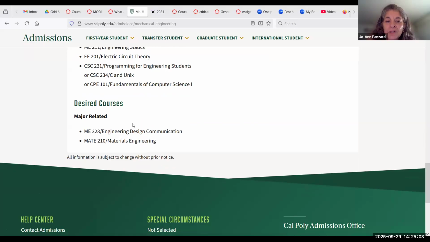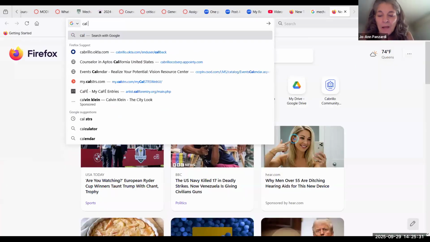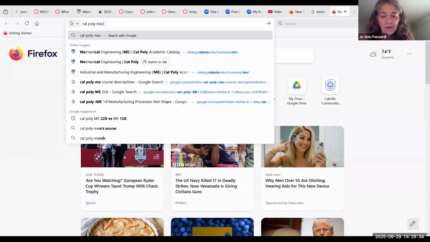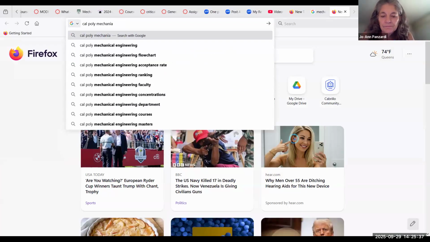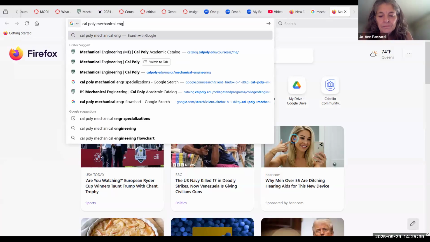Even though these are considered desired, I'm sure you know by now that a lot of people want to go to Cal Poly. So if you don't have the desired courses, you're probably not going to get in. You want to take as much as you can. So I would still go to Assist and make sure that you're taking all the classes. But I could do the same thing I do to the universities that are not on Assist. I could say Cal Poly, mechanical engineering, flowchart.